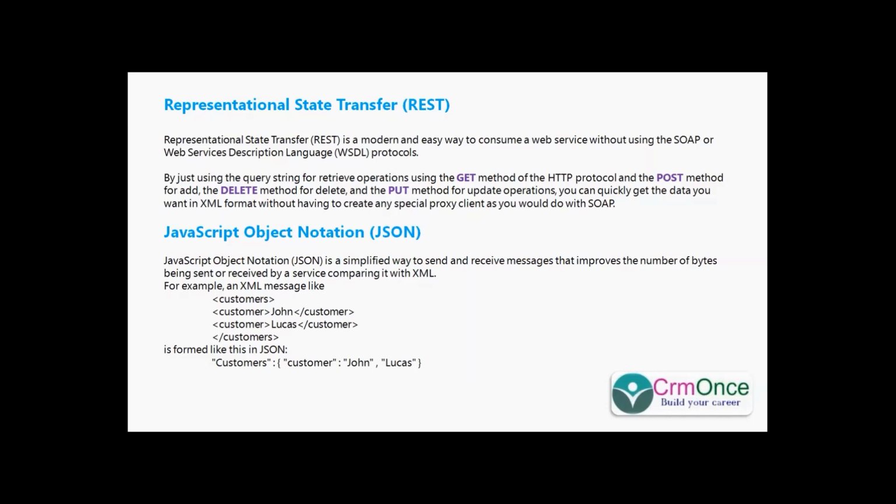Next, JSON, JavaScript Object Notation. JavaScript Object Notation is a simplified way to send and receive messages, and it reduces the number of bytes being sent or received by a service compared with XML. When compared with XML, it is very small. For example, if you send an XML request, you have to form customers, a root element and then elements, and like that we have to send it. Whereas in JSON format, this is how we can pass it.